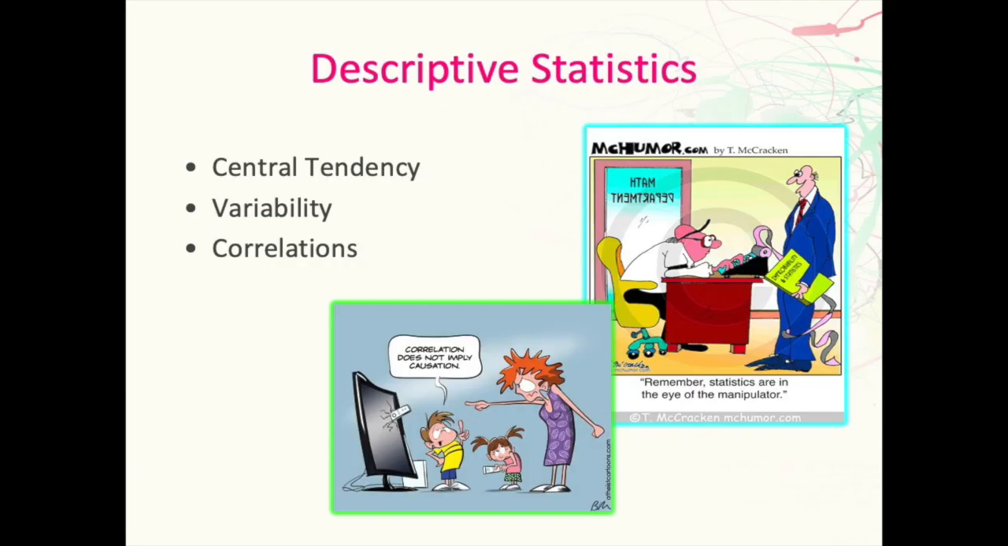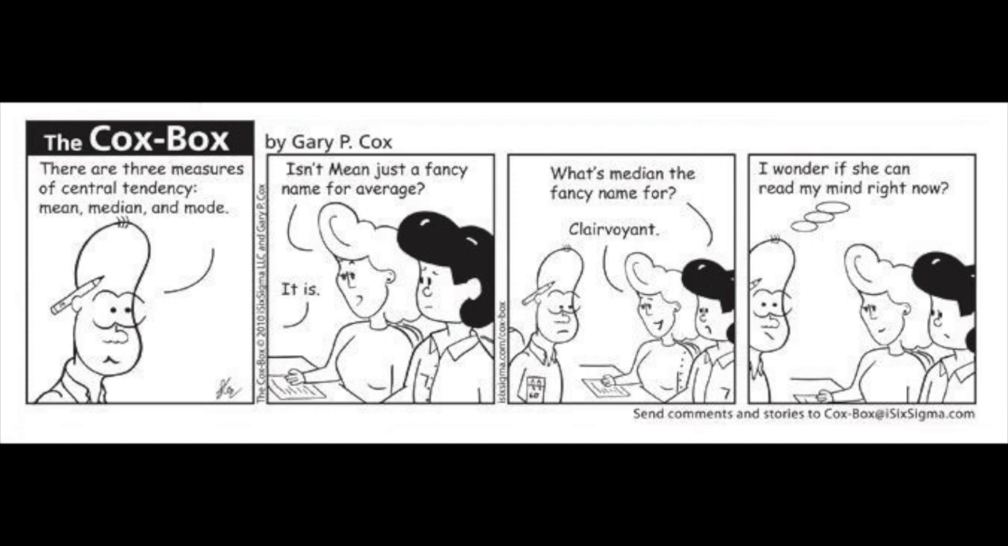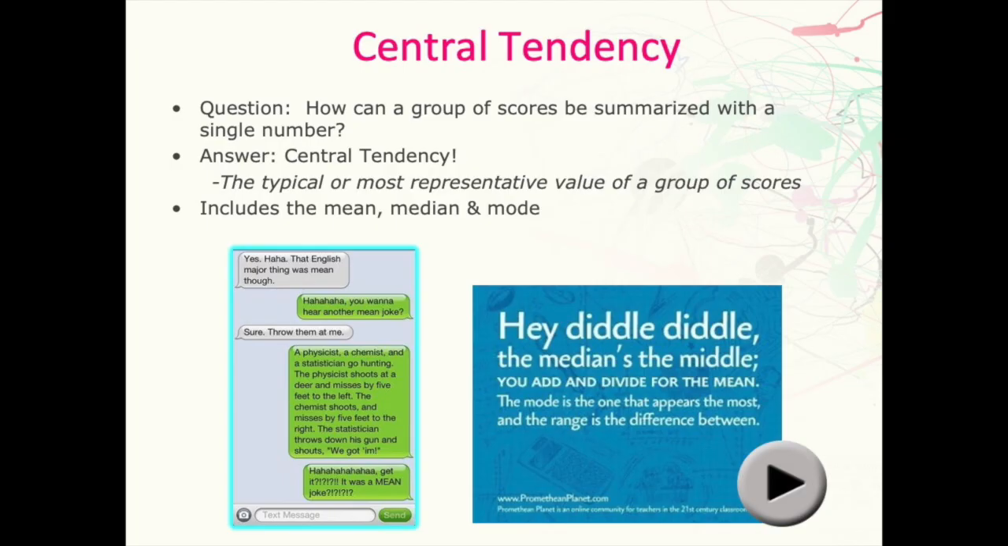Okay, so we are going to dive deeper into descriptive stats, and we're going to talk about the three major types of descriptive stats that we will be using in this course: central tendency, variability, and correlation. Central tendency allows us to summarize what's going on in our data set with one number. In other words, how can a group of scores be summarized with a single number? The answer is central tendency. Central tendency is the typical or most representative value of a group of scores, and it includes the mean, median, and mode. So we're going to learn about what they are now.